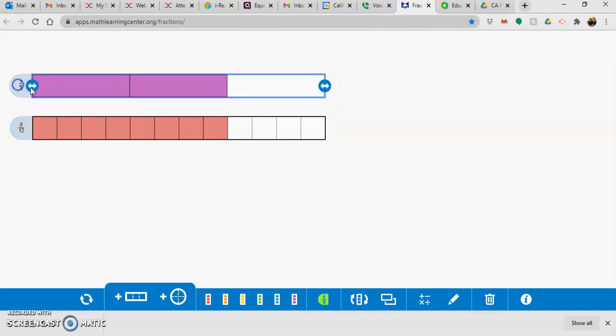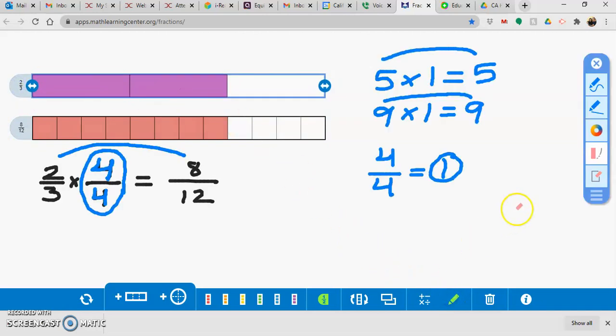And remember, it all comes down to the idea that we're multiplying times 1, or 1 whole. And that's why it's okay to use the same number on the top and the same number on the bottom, because it's 1 whole. So again, even though the numerator will change and the denominator will change, it's still the same. It's an equivalent fraction. It's the same amount. The fraction looks different, but it's the same.